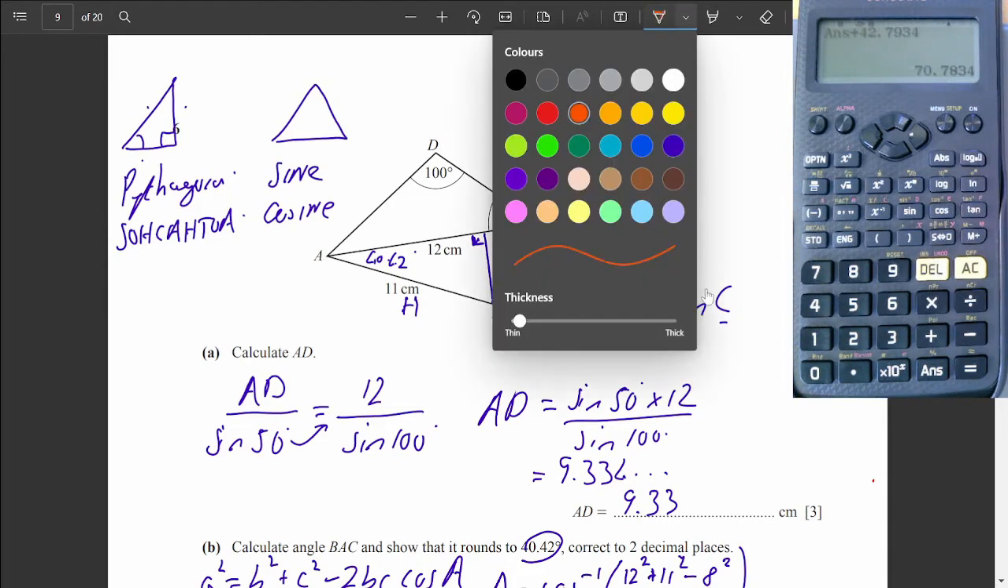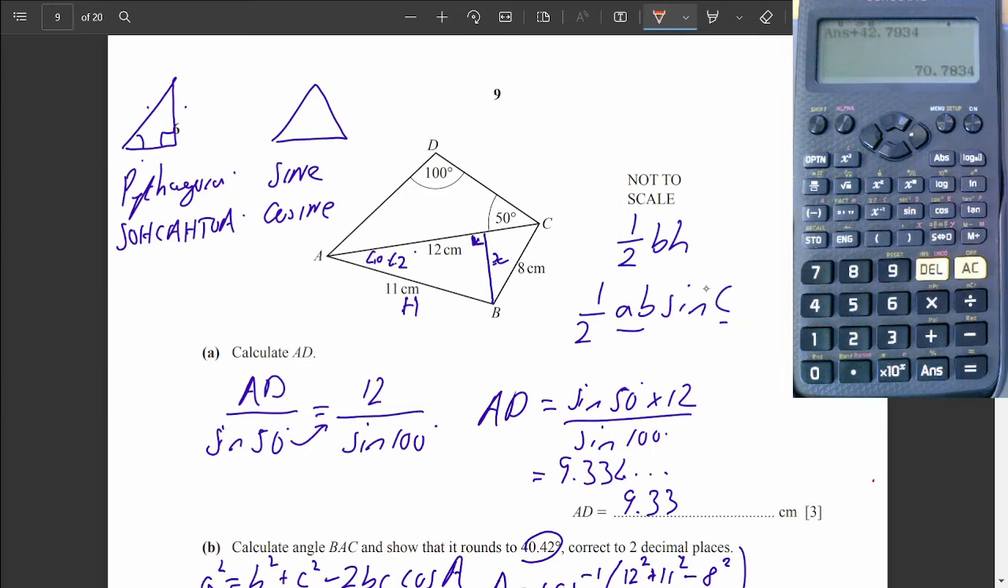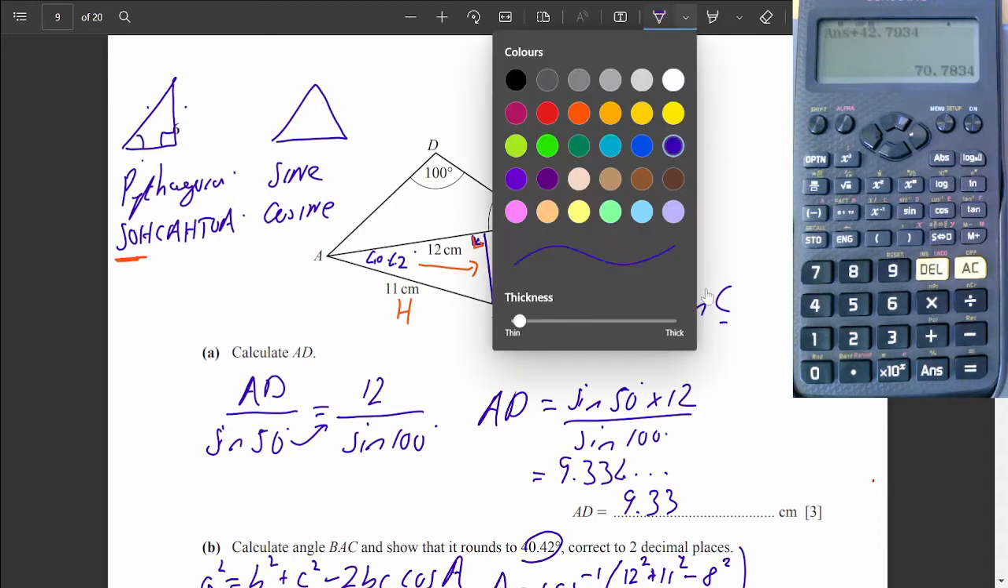Let me change colors here. Right, so we have 11 is the hypotenuse. It's opposite the 90-degree angle. We got this angle here. And what we want to know is the opposite side to the angle. So the O and the H means we're going to use the sine ratio. So let's write that down.